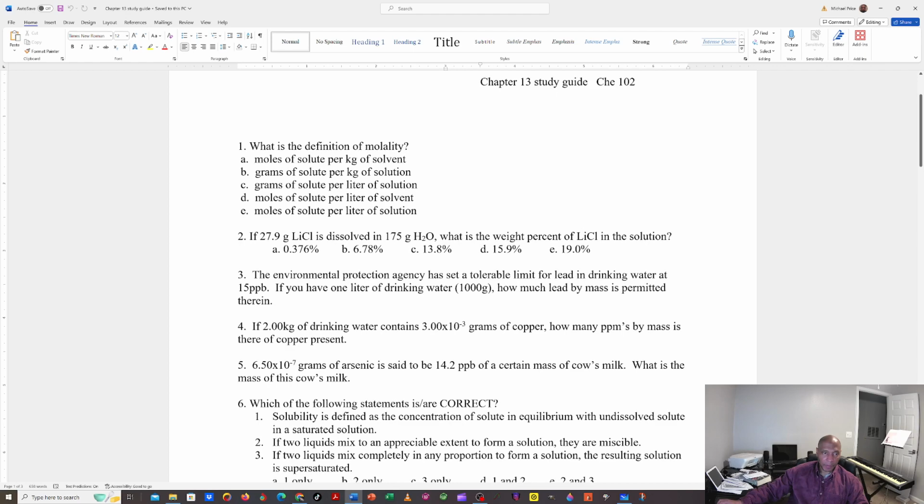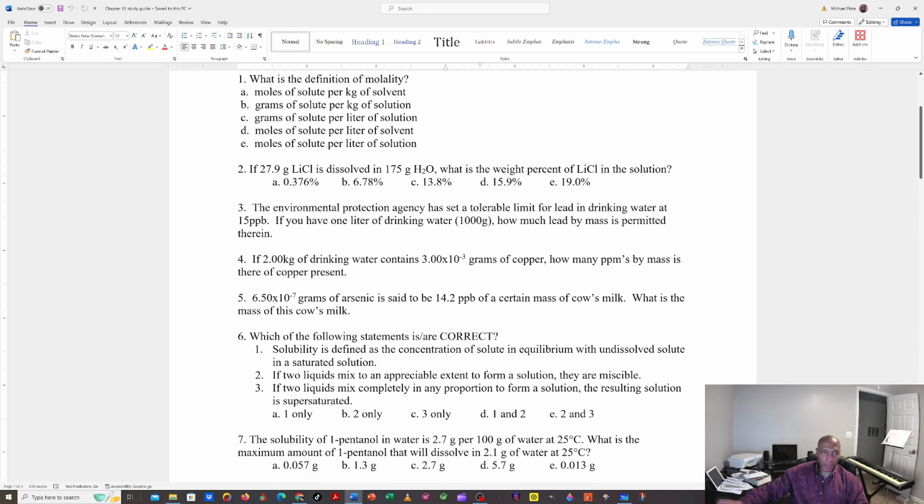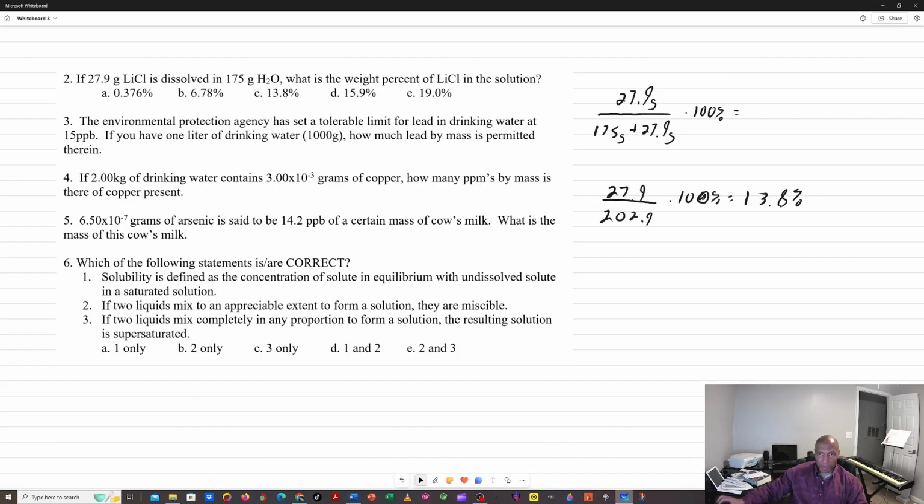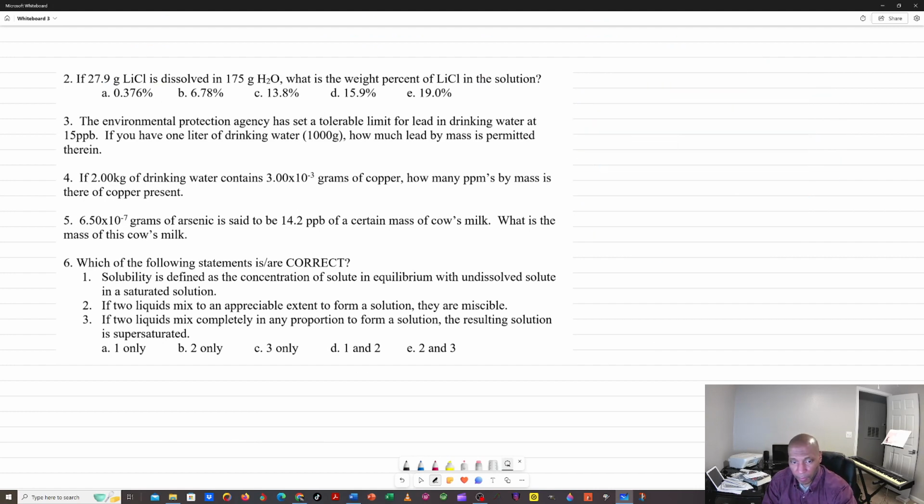All right, number three. Let's take a look at that one. Let me go ahead and erase this. All right, so number three says the Environmental Protection Agency has set a tolerable limit for lead in drinking water at 15 parts per billion. If you have 1 liter of drinking water, 1,000 grams, how much lead by mass is permitted therein?